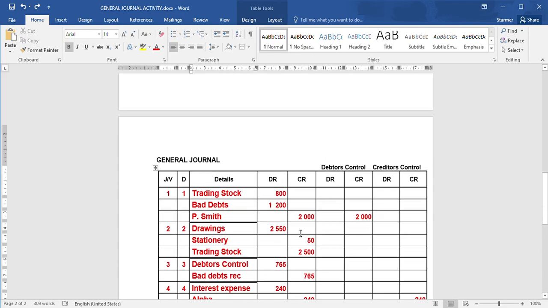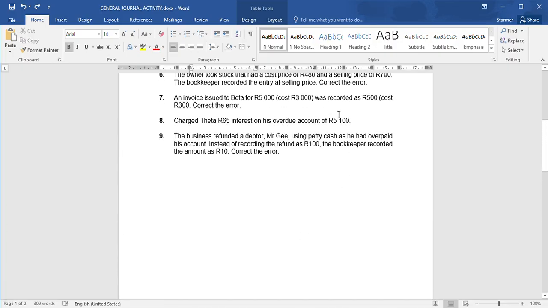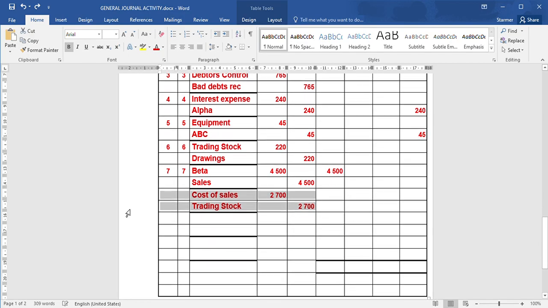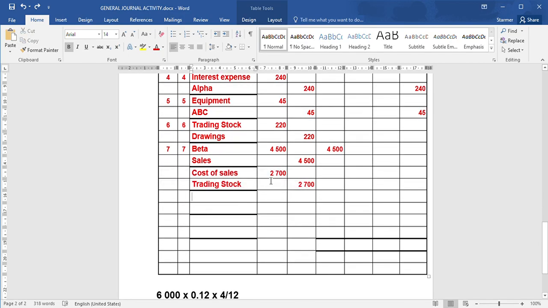And then for the cost of sales amount here, we recorded the cost price as 300, you should have recorded it as 3,000. So to fix that entry, we need to add to cost of sales 2,700. When you sell stock, you decrease trading stock, but we only decreased it by 300, so we need to decrease it by a further 2,700 to give us the correct total of 3,000 rand.